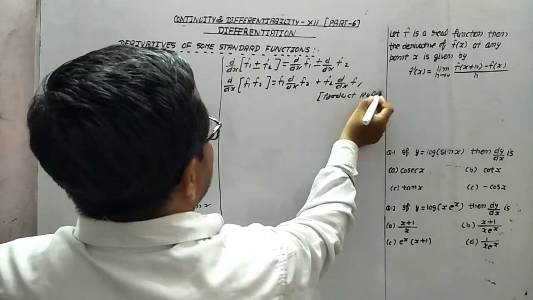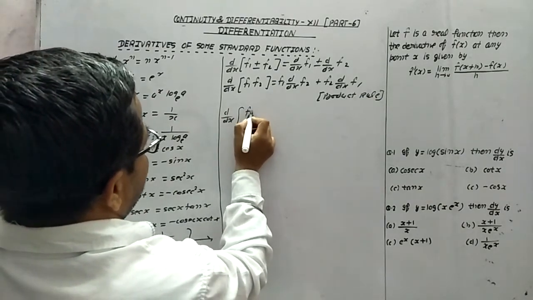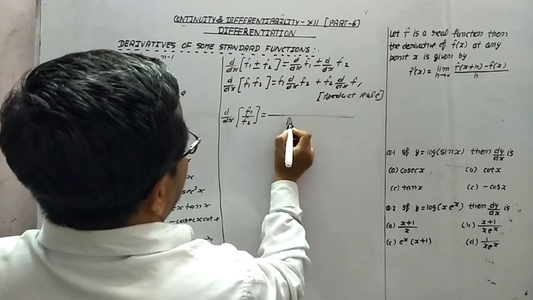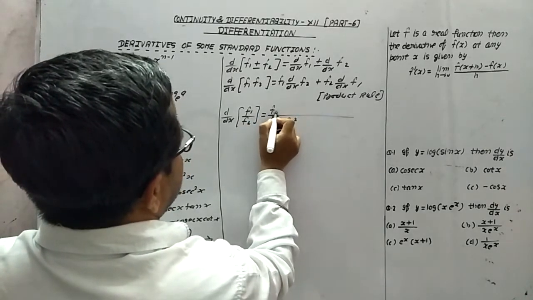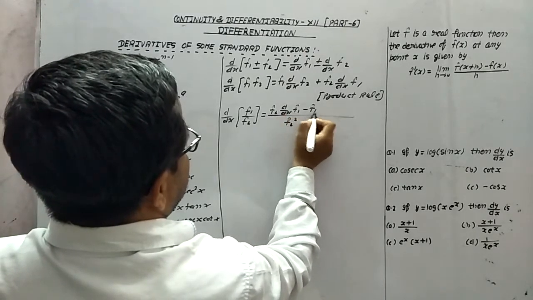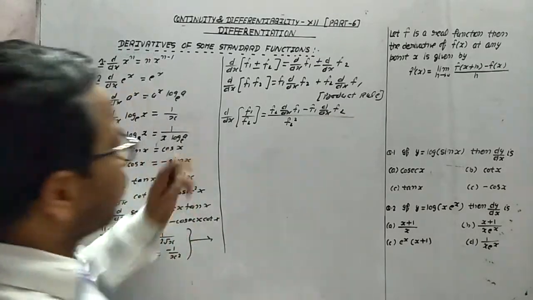Now there is another rule which is the quotient rule. It means d by dx of f1 upon f2 is equal to f2 as it is, d by dx of f1 minus f1 as it is, d by dx of f2, all upon f2 whole square. This is known as the quotient rule.